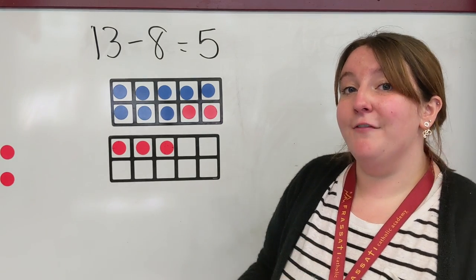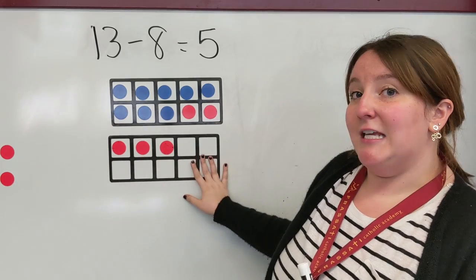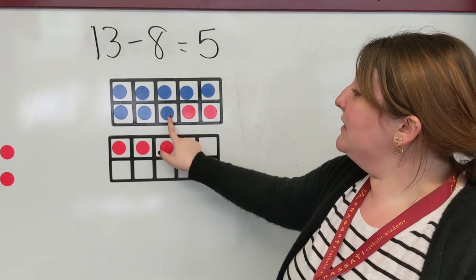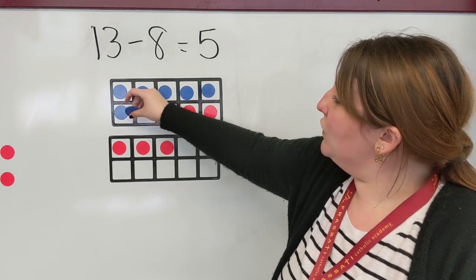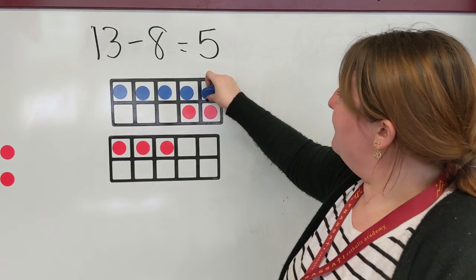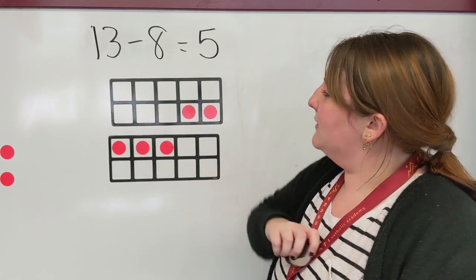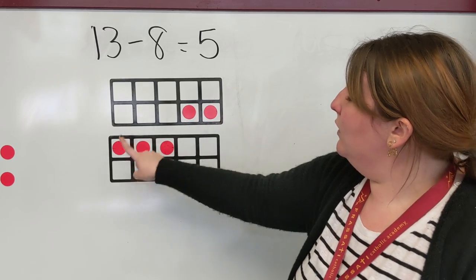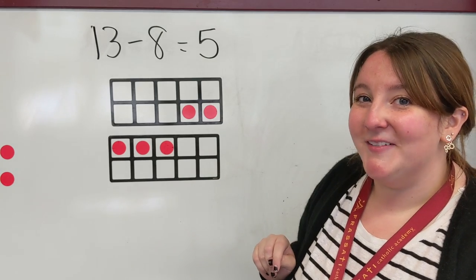We can show this a different way as well. I know that altogether I have 13, and I'm looking to take away 8. So let's take away our 8 blue circles. 1, 2, 3, 4, 5, 6, 7, 8. That leaves me with 1, 2, 3, 4, 5 red circles.